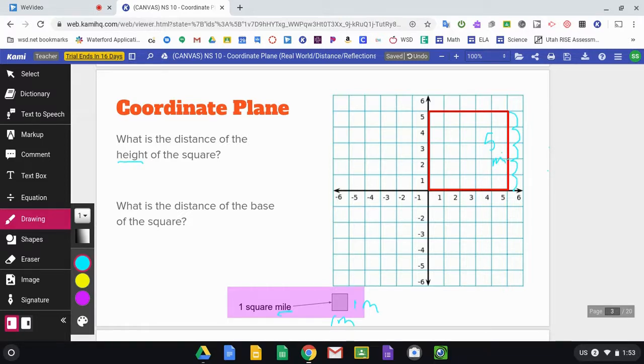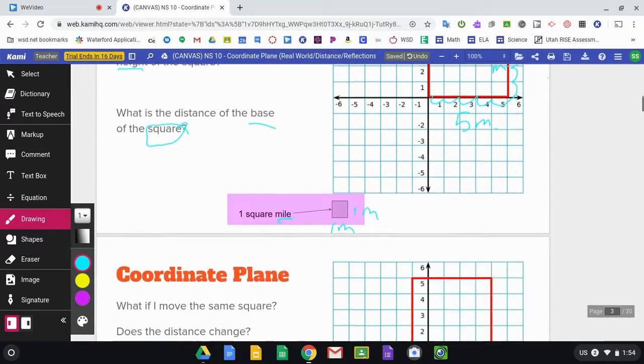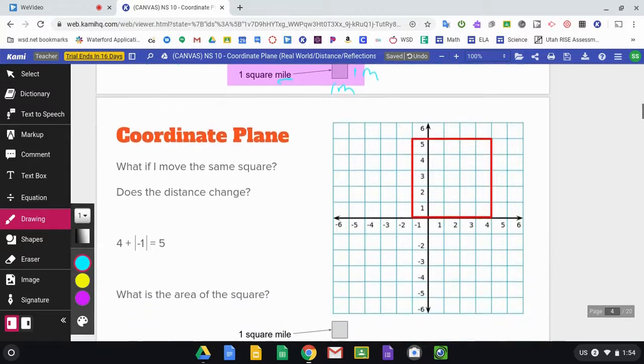And what is the distance of the base of the square? Now, we know about squares, right? Squares have equal sides, but let's check it and prove it. 1, 2, 3, 4, 5. So here we have a square that is 5 miles by 5 miles. So far, pretty good, right? Just a review of yesterday.